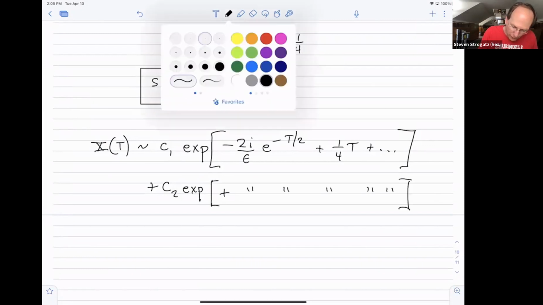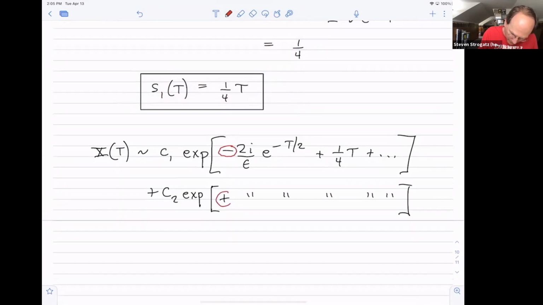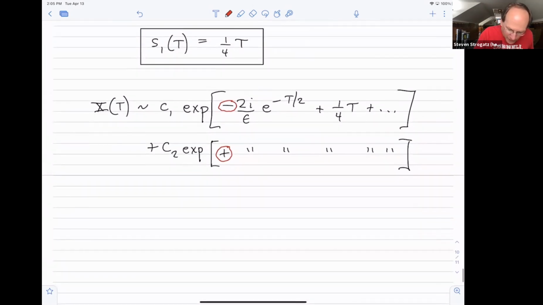Maybe I should just circle so you're clear that there's a negative sign here and a positive sign there. Those are my two solutions. Now, it's a little confusing, even for those of us who are professionals, to be looking at exponentials of imaginary arguments. It's a little more down to earth to use sines and cosines. So let's just do it that way.